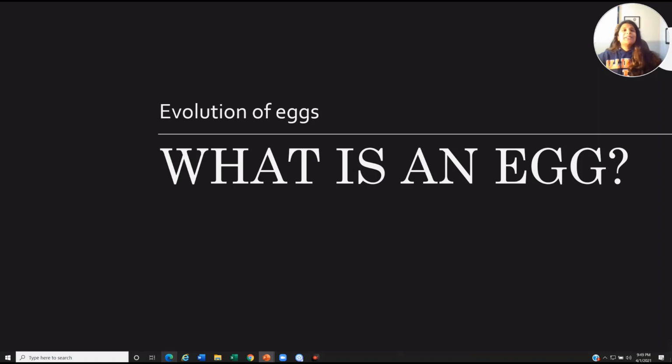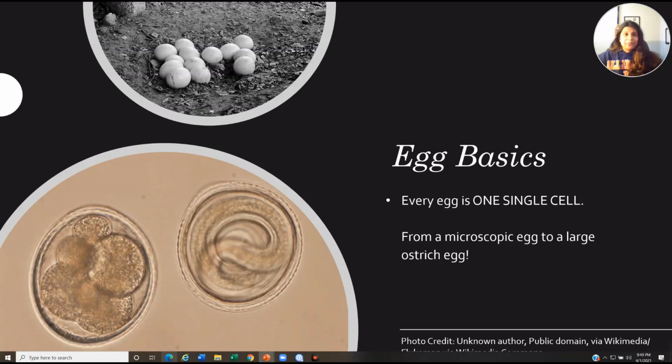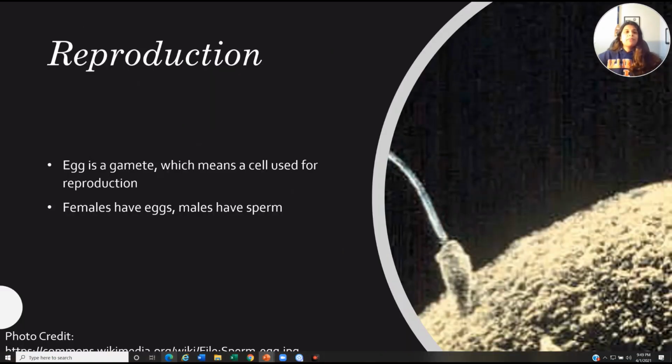Happy Easter! So today we'll talk about what is an egg and the evolution of eggs and the various types of eggs. First, the basics. Every egg is one single cell. So from a microscopic egg to a big ostrich egg, they are all one single cell.